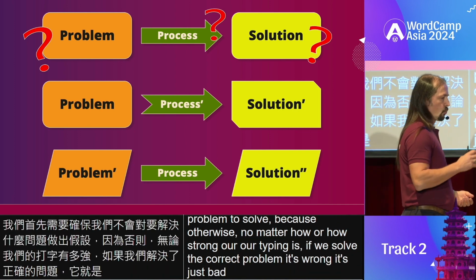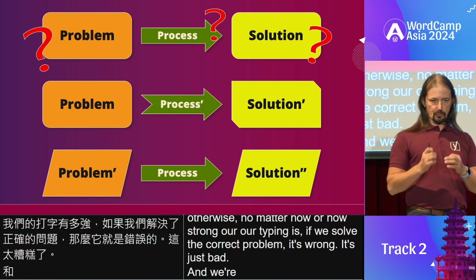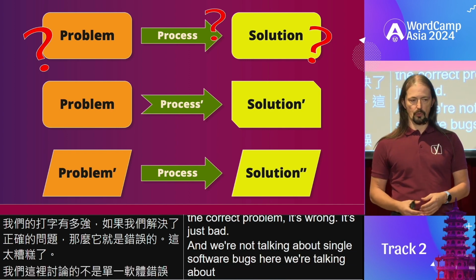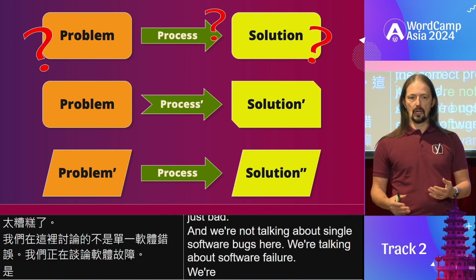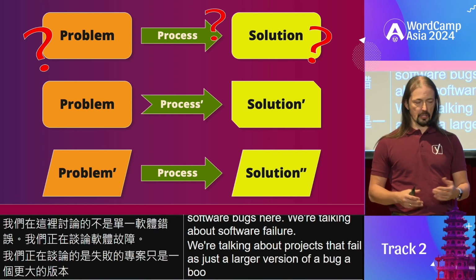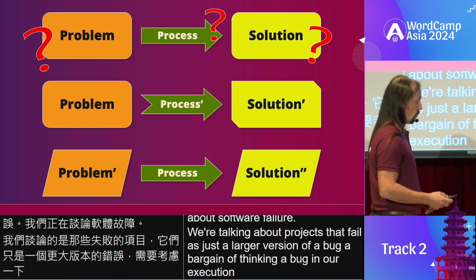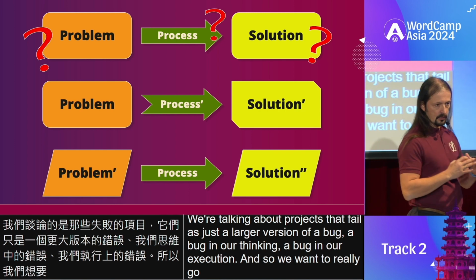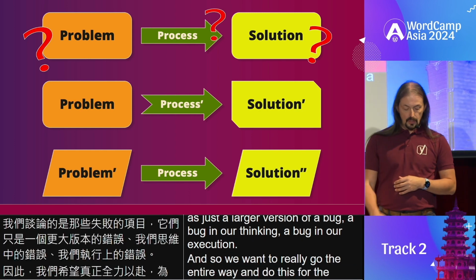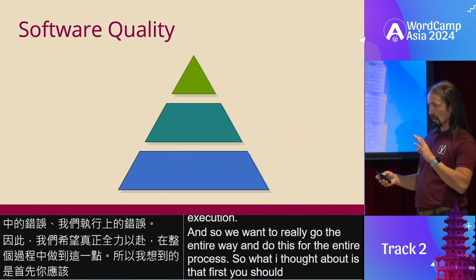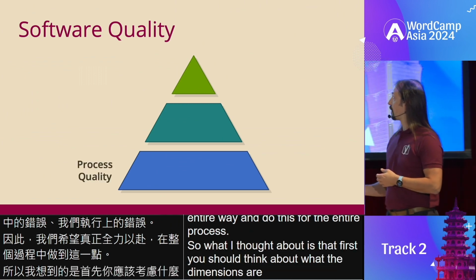And we're not talking about single software bugs here, we're talking about software failure. We're talking about projects that fail as just a larger version of a bug in our thinking, a bug in our execution. And so we want to really go the entire way and do this for the entire process. So what I thought about is that first you should think about what the dimensions are that you're working in.